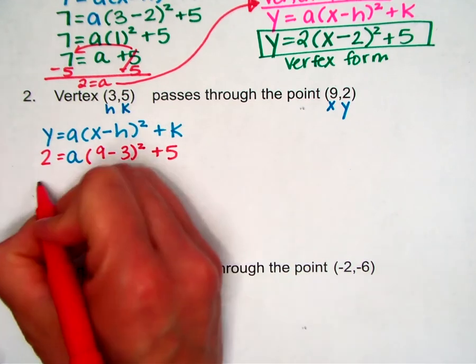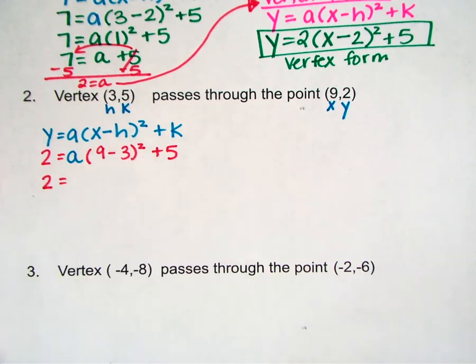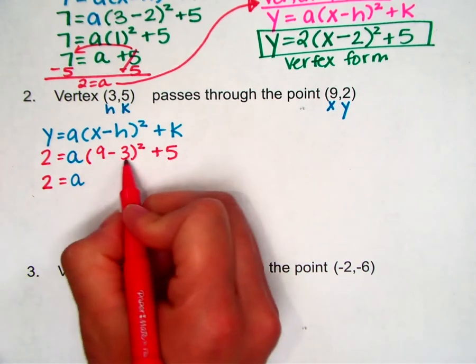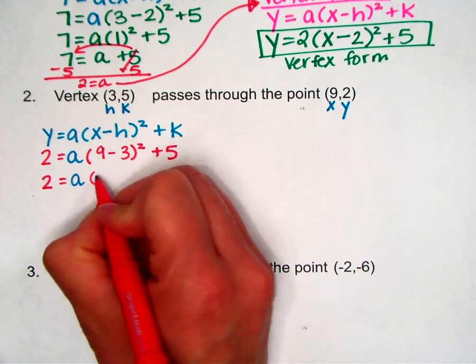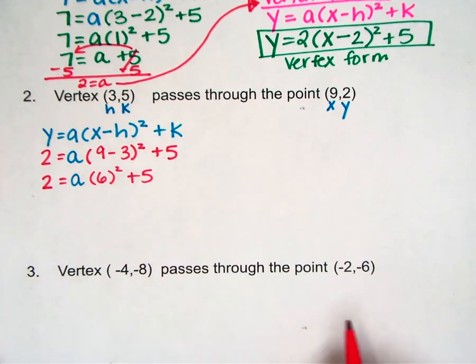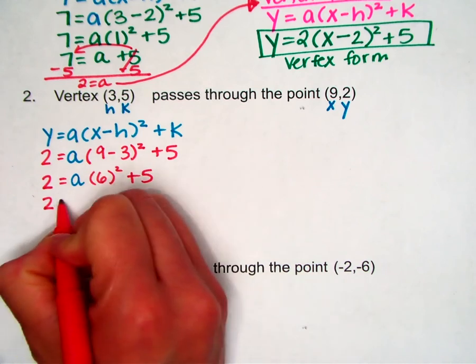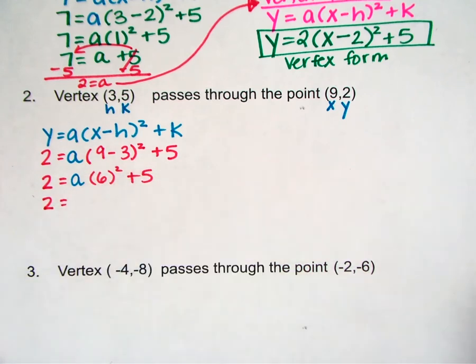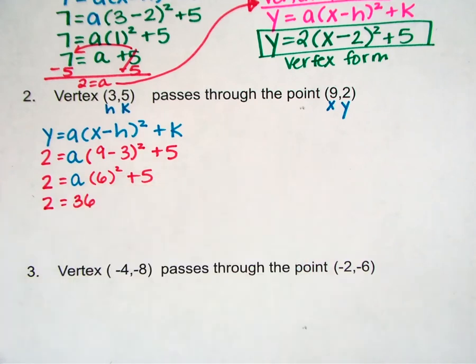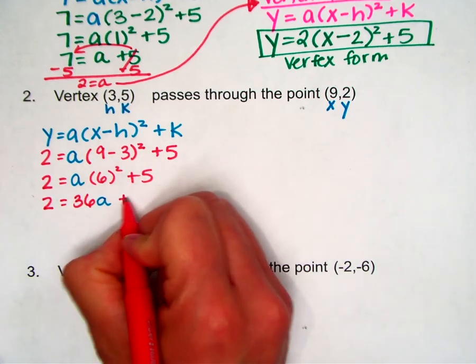So if I simplify, I should get 2 equals, I still don't know what a is. I need to subtract first on the inside. So 9 minus 3 is 6. And then I will square it. So 6 squared is 36, so I should get 2 equals, again, I don't know what a is, but I know that 6 squared is 36, so I'm going to put that in front of my variable. And then I still have plus 5.